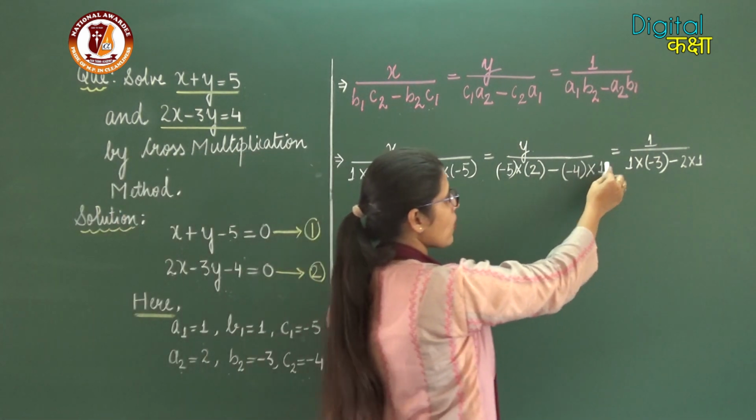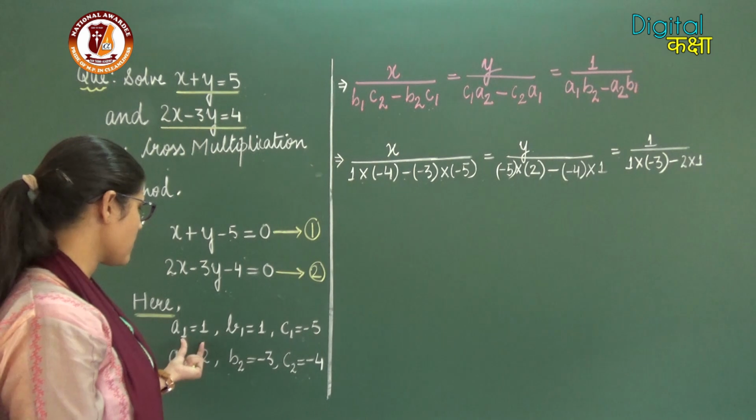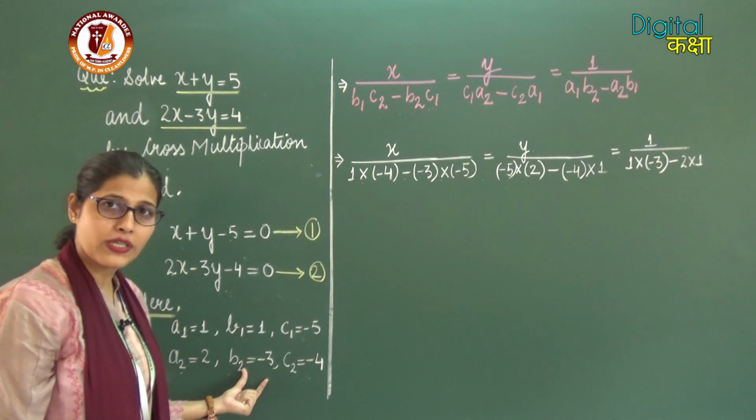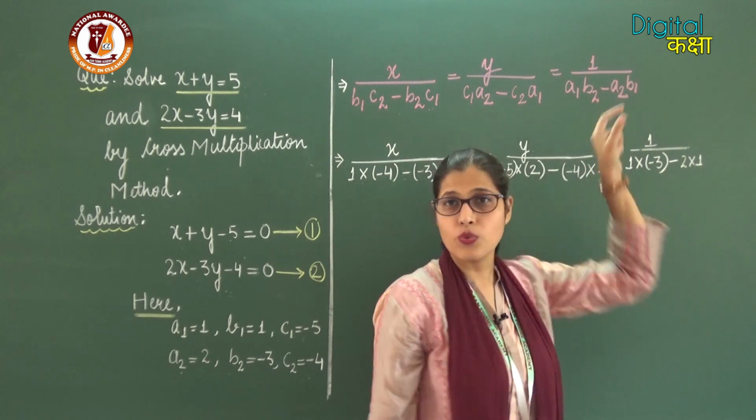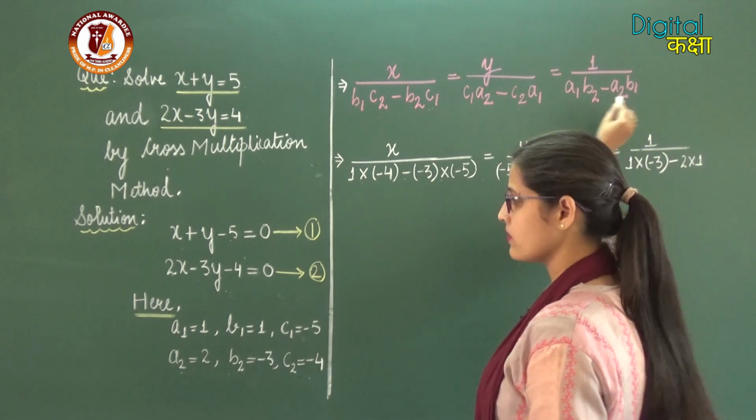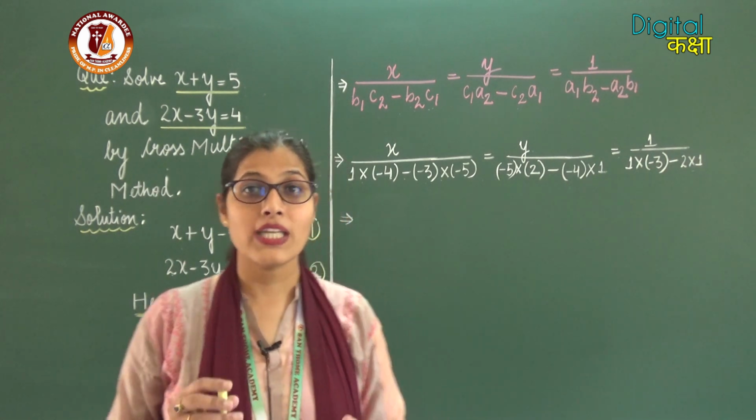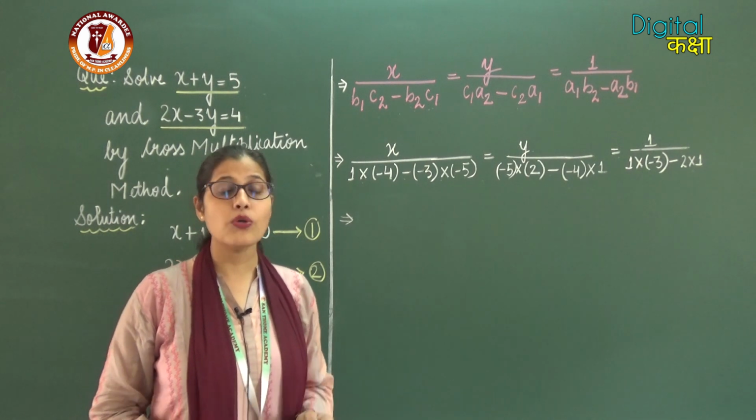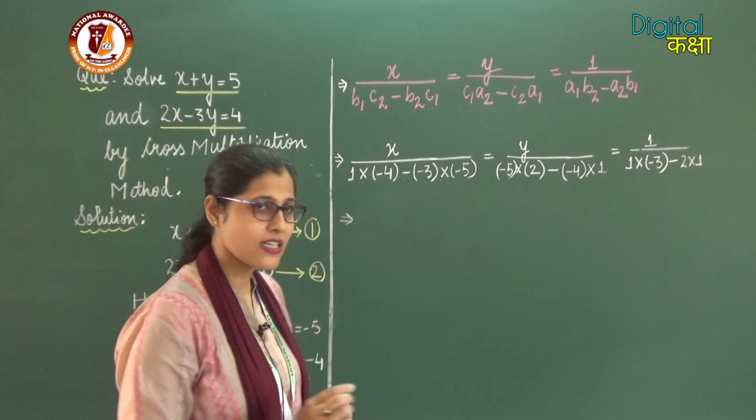So this will also be equals to 1 upon the value of a1, which is 1, the value of b2, that is equals to minus 3, then the minus sign of the formula, and the value of a2, which is equals to 2, and the value of b1, which is equals to 1. After substituting the values, we need to simplify the given formula for finding the value of unknown variables x and y. So let us simplify it.